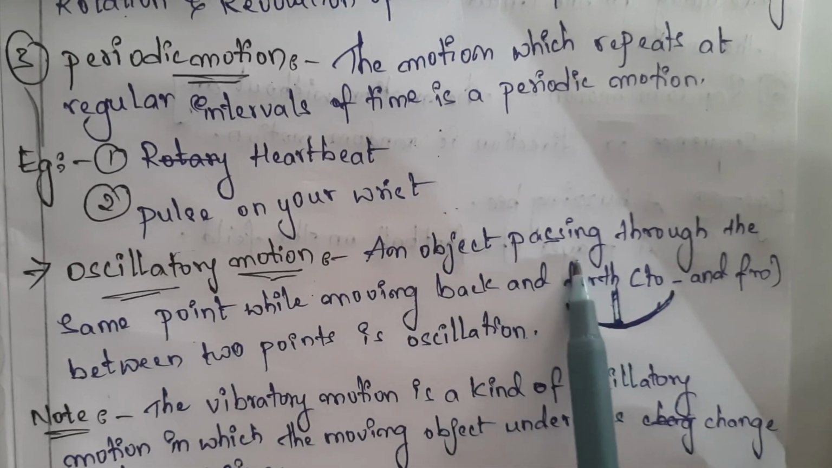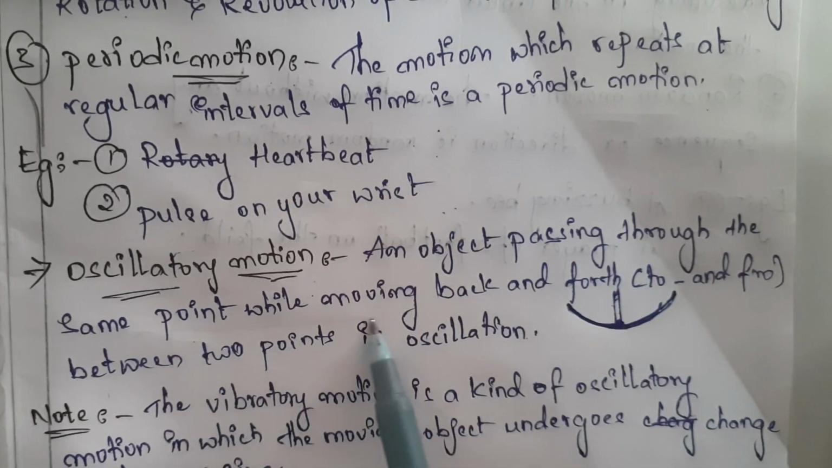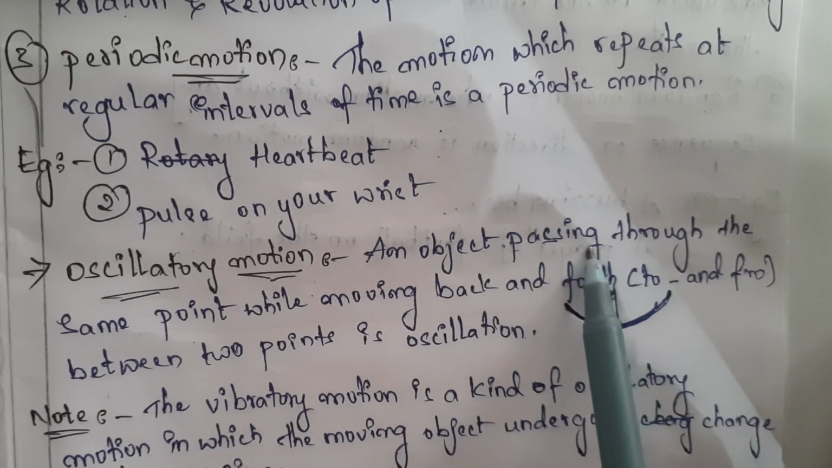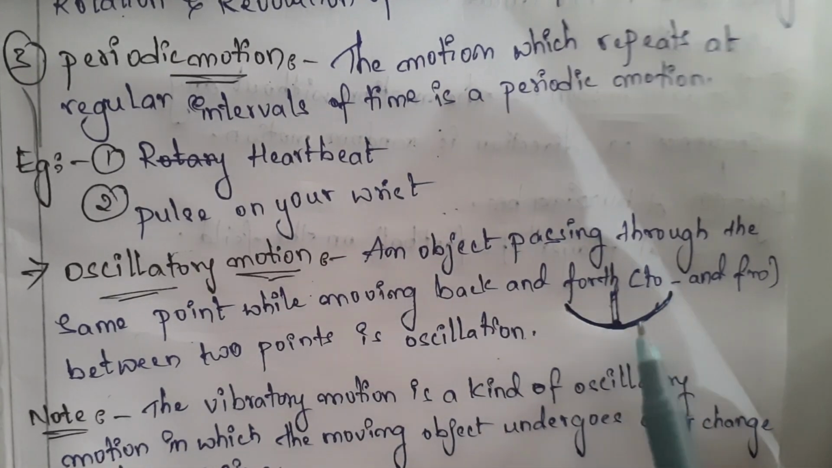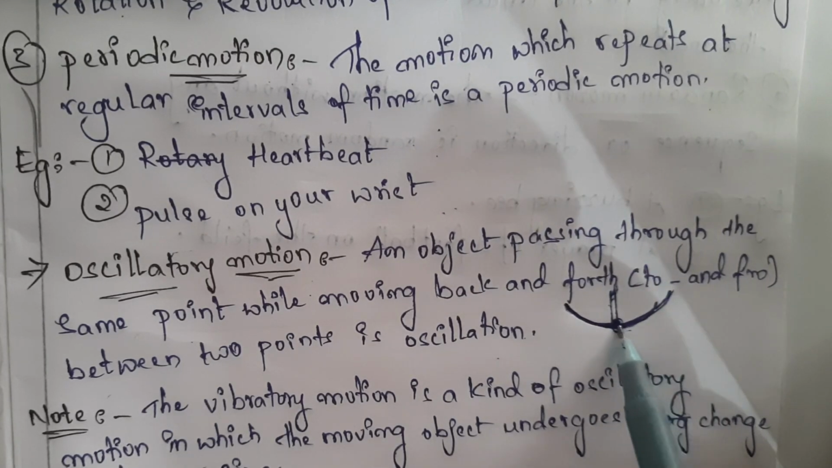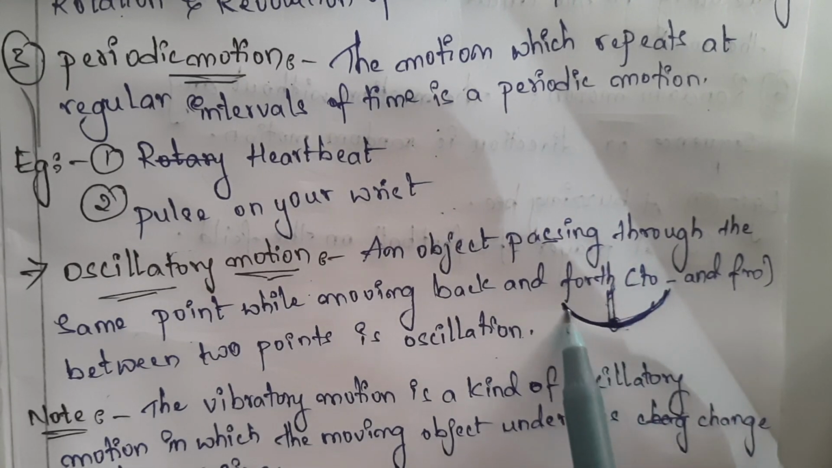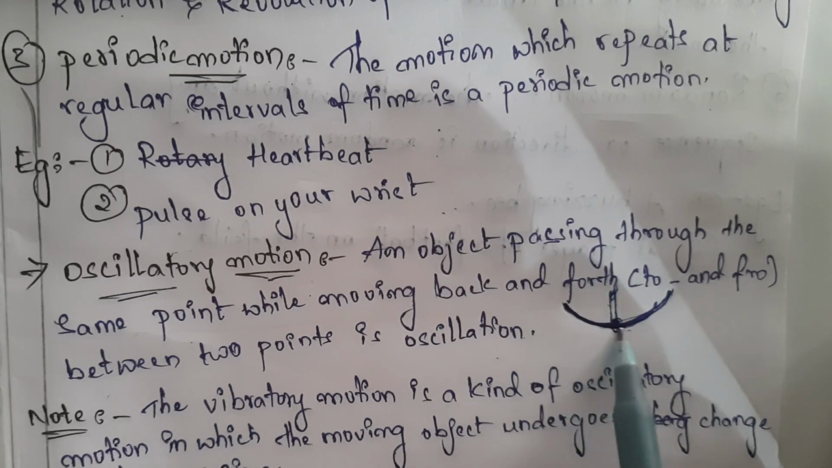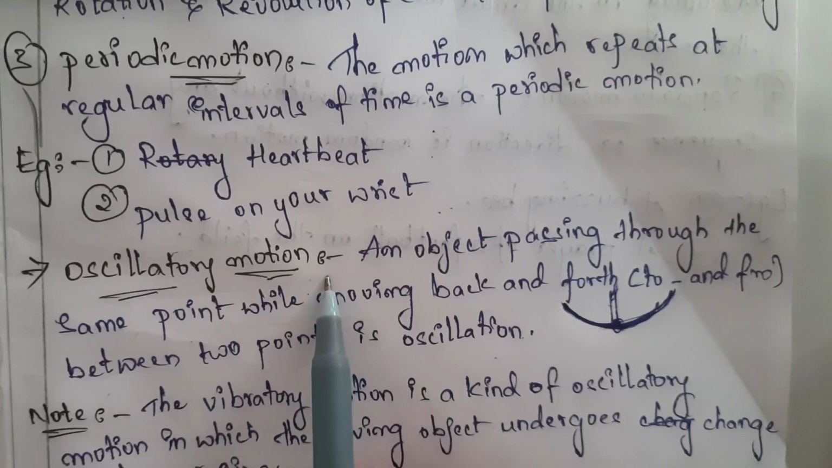An object passing through the same point while moving back and forth, that is to and fro, when the object is passing through the same point or between the 2 points is called oscillation. Suppose we have a pendulum. Now pendulum will oscillate in both the directions. So it will oscillate to one end, again come to rest to the mean position, again to another end, again it will come back to mean position. When the object is oscillating to and fro, then we call it as oscillatory motion.